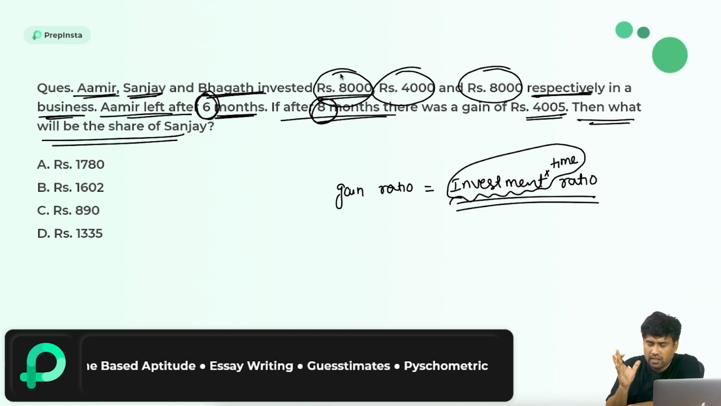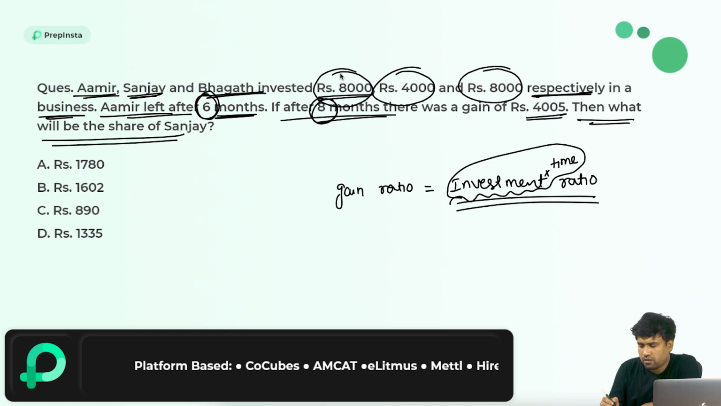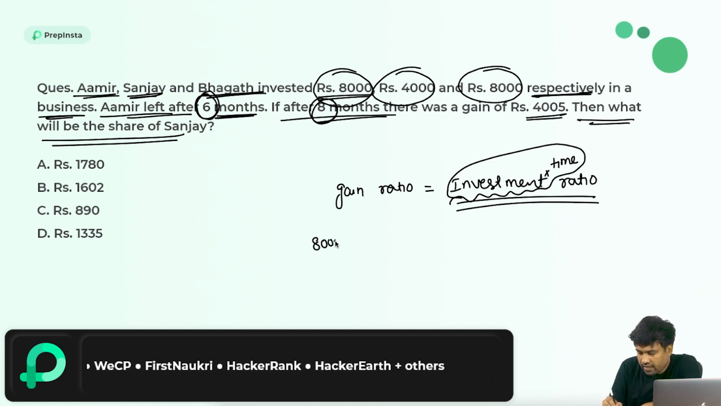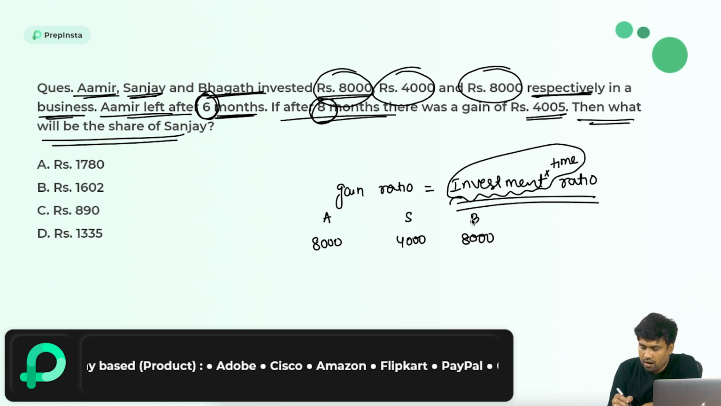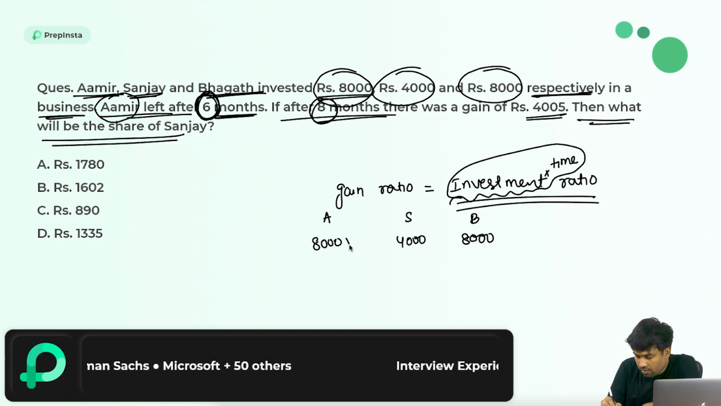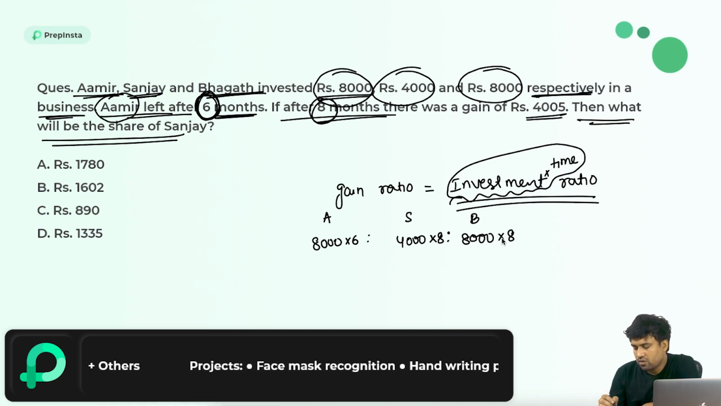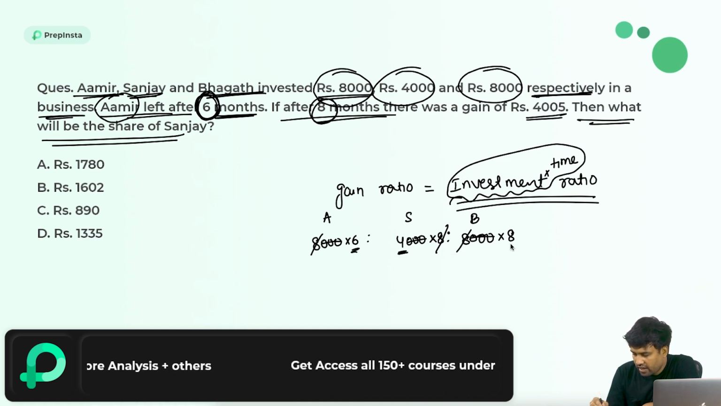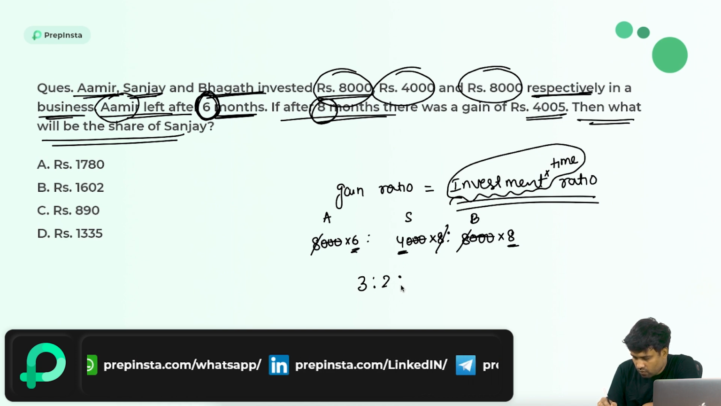So just look at here how they have invested the money in terms of ratio, time. First person invested 8,000, second person invested 4,000 and third person invested again 8,000. This is Amir, this is Sanjay and this is Bhagat. But Amir left at 6 months. So Amir into 6 months. And Sanjay stayed in the business for a total of 8 months. And Bhagat also stayed for 8 months. So this is the total gain ratio. So all zeros got cancelled. Why? Because ratios. And 8 and 8 got cancelled. So 6 is to 4 is to 8 we are left with. So 2 will cancel. So the answer is 3 is to 2 is to 4.